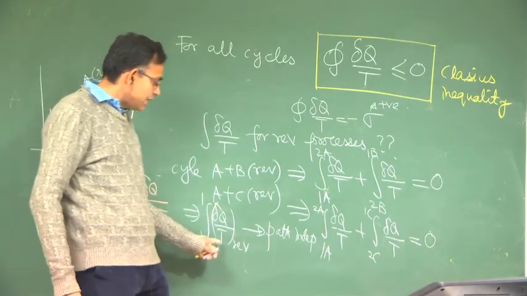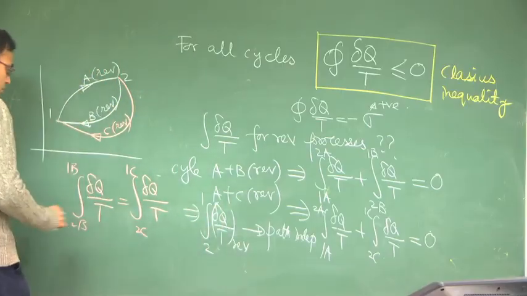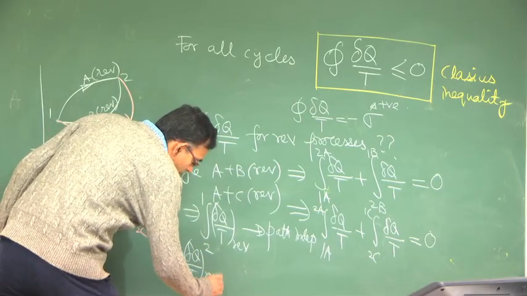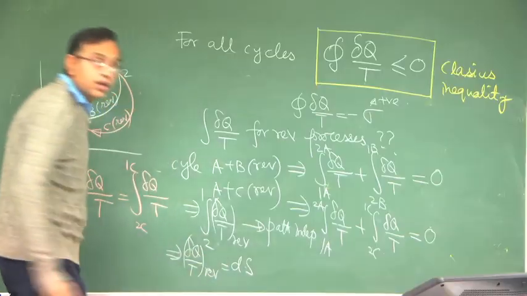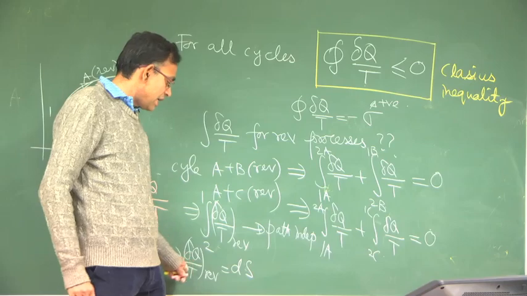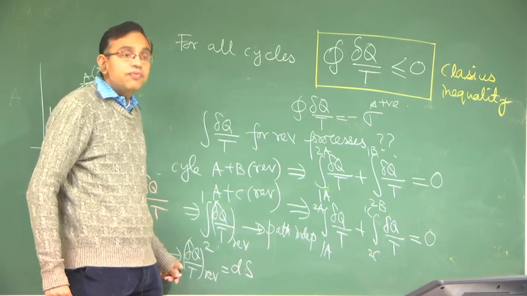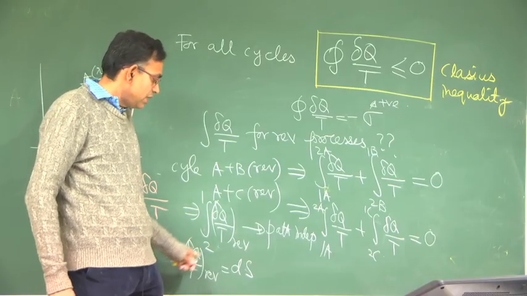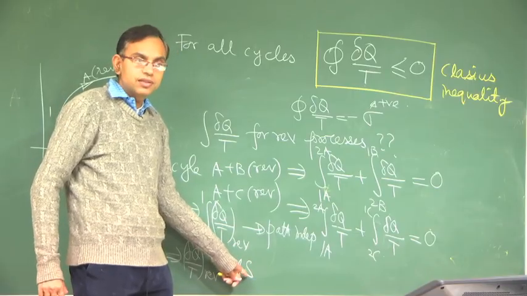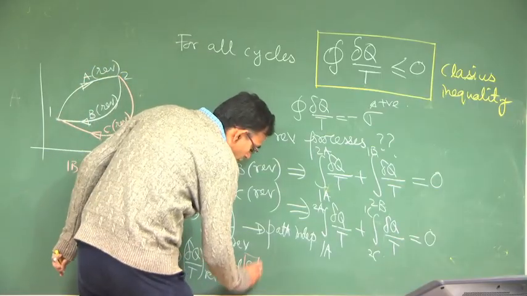So, because this is a path independent integral, the differential del q by T for reversible, we can write this as the differential of a property S. This is an exact differential because the integral of this does not depend on the path. If the integral does not depend on the path, then this represents the exact differential of a function which is called a point function. This we have earlier discussed, and this point function we call entropy.